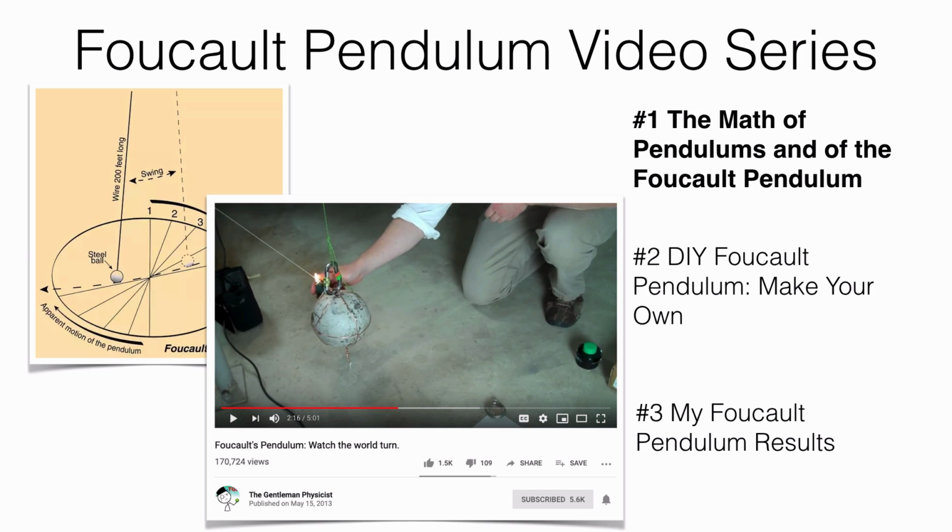pendulums. The next one is going to be DIY, how to make your own Foucault pendulum. And then the third video, I hope to show my results. I have not actually made the Foucault pendulum yet, so I'm crossing my fingers that I hope it'll work.